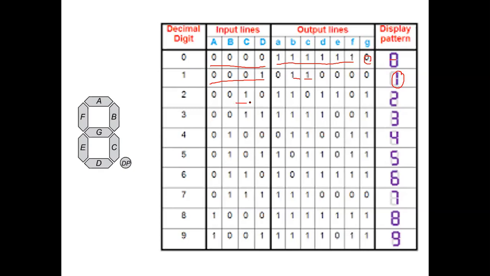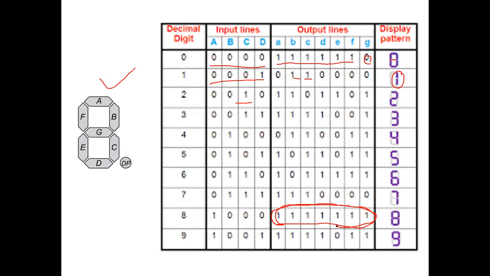If it is 2, what all should be 1? That is A, B, and then D, E, and then G. G also should be 1. So according to this, you can recall. Similarly, if you want 8 to be displayed, all the segments are 1 here.